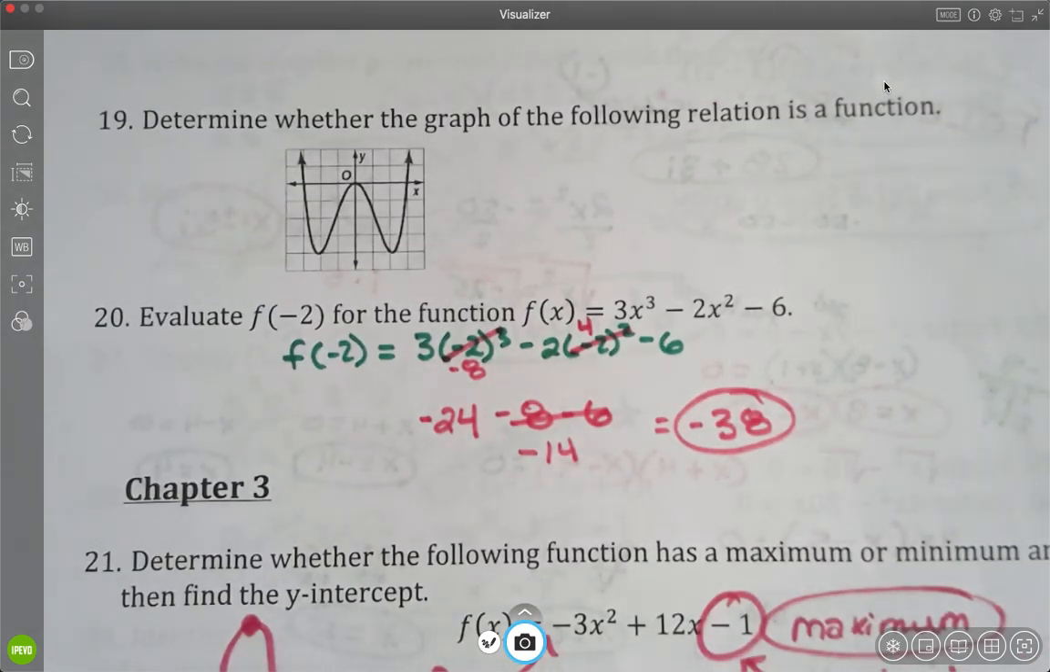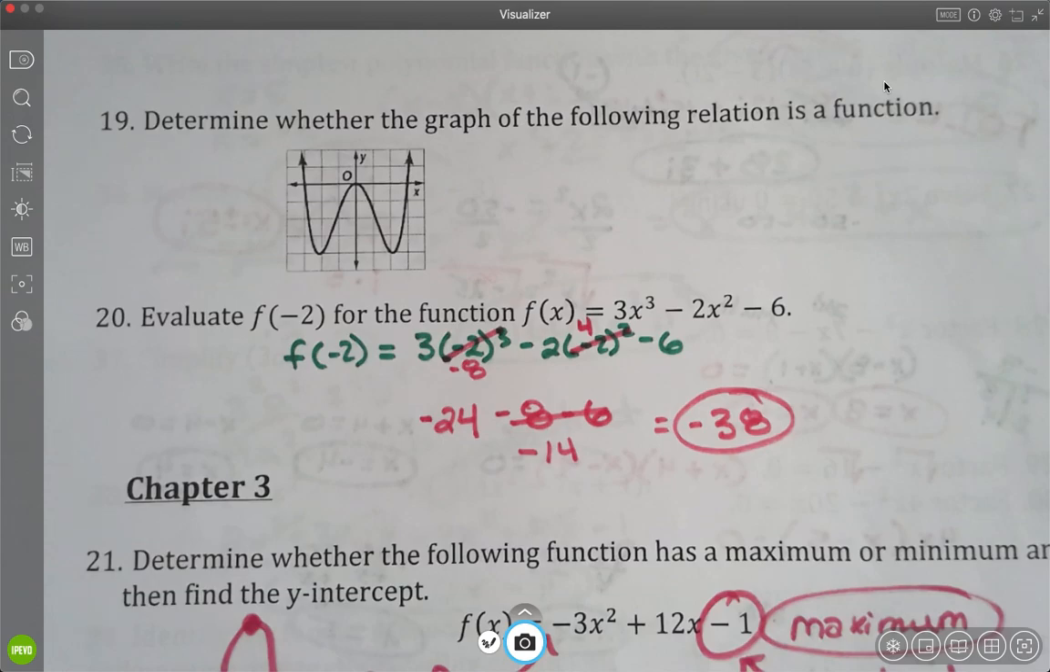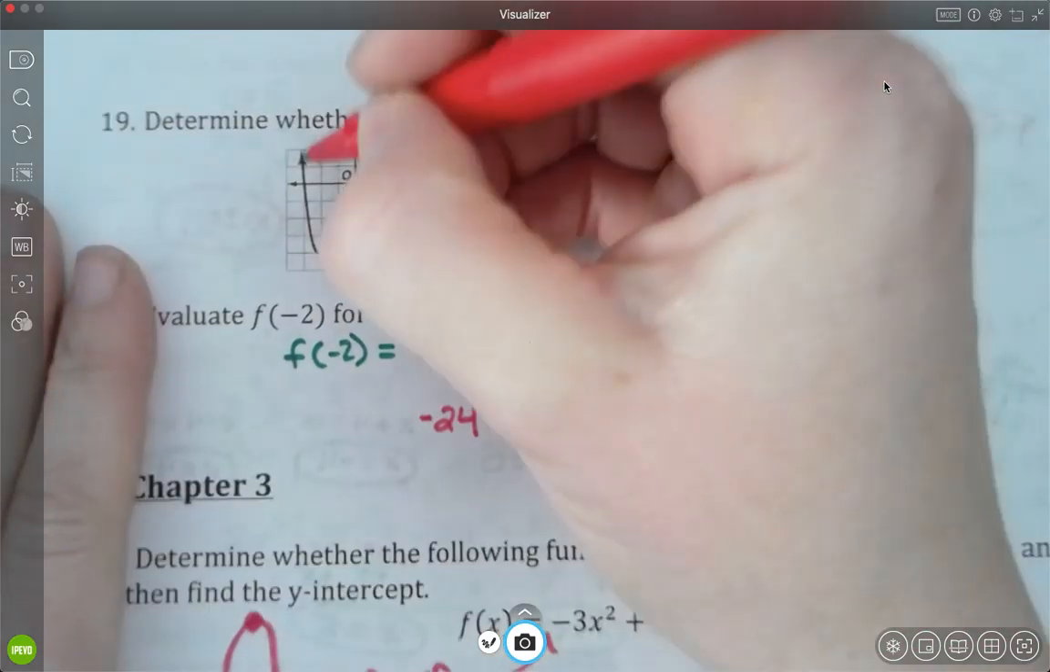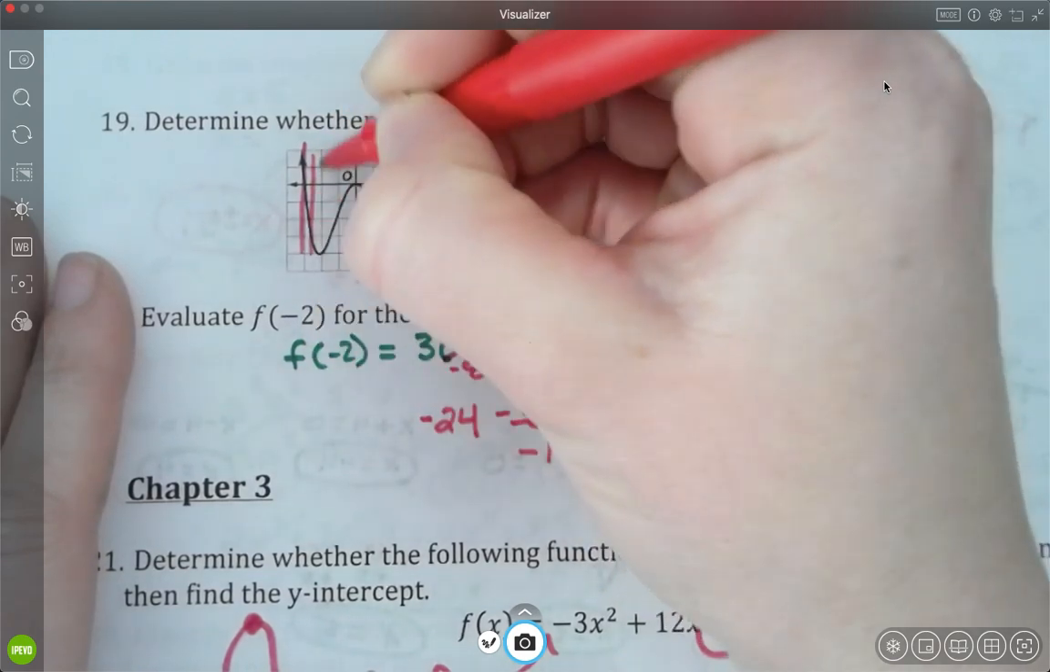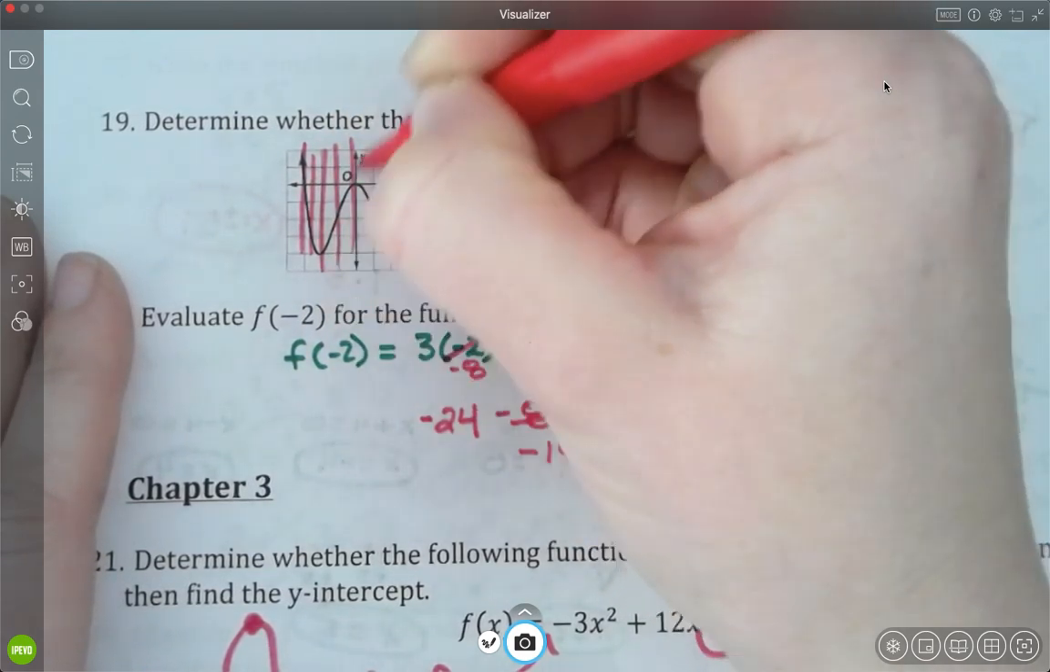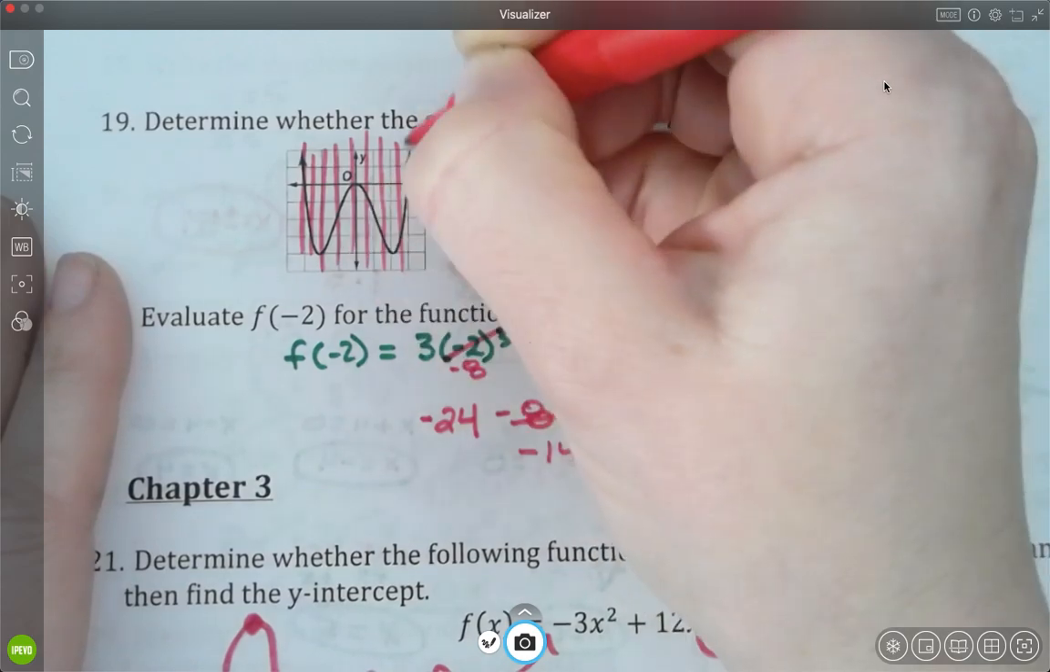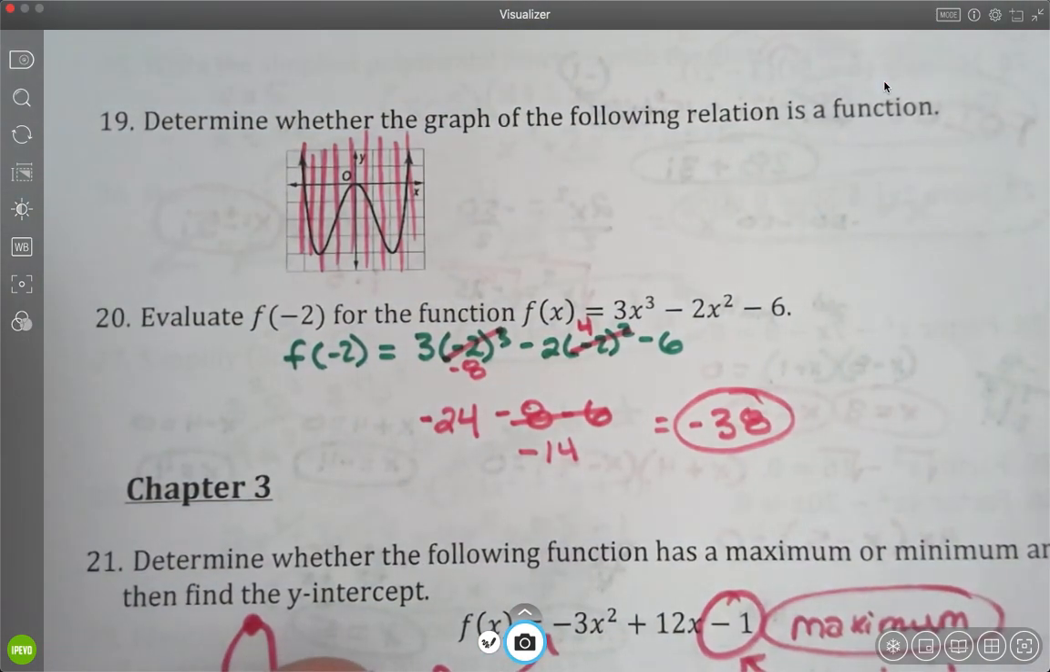Okay, 19. Determine whether the graph of the following function is a function. Is that a function or not? Yes. How do you know? Oh, no, it's not. Wait, isn't it like the line thing? You do the vertical lines. It's at 1 and 0 on the x or whatever that is. What do you mean? On the end, they hit it.